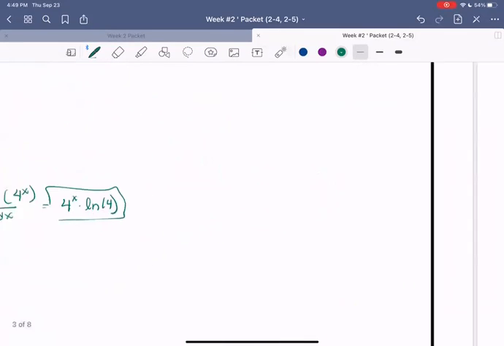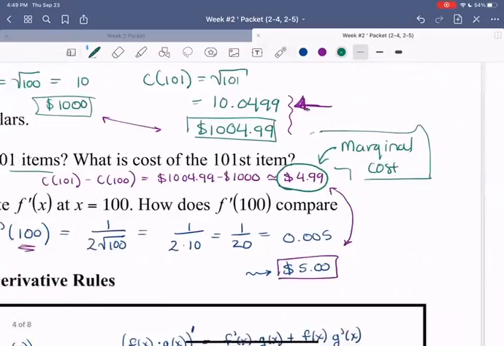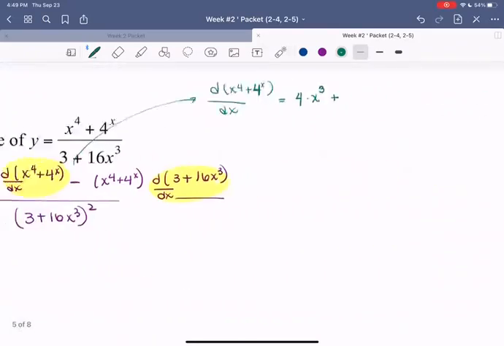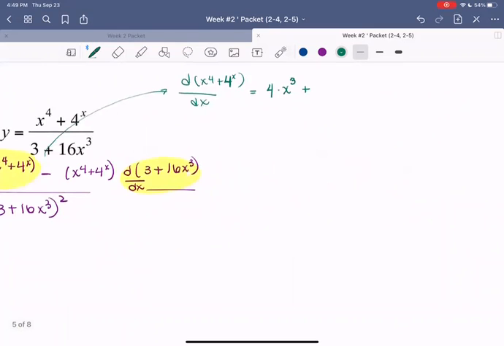So let's take that back to our problem. The derivative of 4 to the x would just be 4 to the x times ln of 4. All right, we're almost there. We just need to compute the derivative here: the derivative of 3 plus 16x cubed.